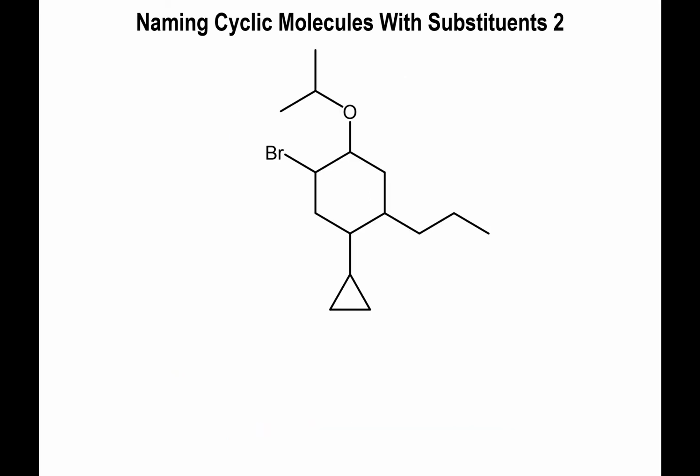All right, one more example to top it off. We have a cyclohexane structure, and this has 4 substituents altogether. So let's name the substituents. We have a bromo substituent, we have a propyl substituent, there's a cyclopropyl substituent, and of course we have an isopropoxy substituent. Okay. Alphabetically, bromo comes first, then cyclopropyl, then isopropoxy, and finally propyl.